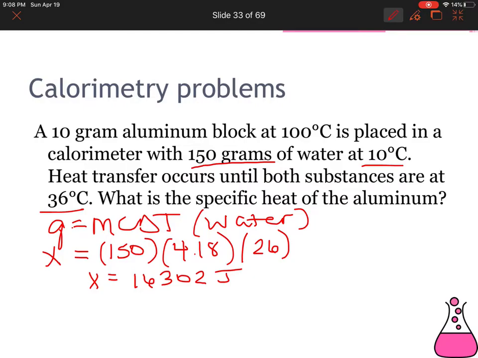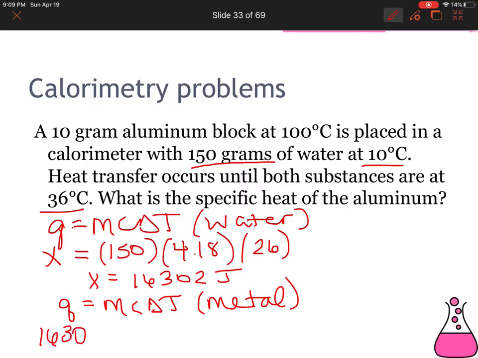That means that my metal must have lost that amount of energy. So to figure out the specific heat of the metal, I can do another Q equals MC delta T for my metal, which is aluminum in this case. And I know that that Q is going to be whatever the Q was from my water. If it's gained by the water, it's lost by the metal. I know my mass of the metal was 10 grams. I'm trying to solve for the specific heat, so that's X.